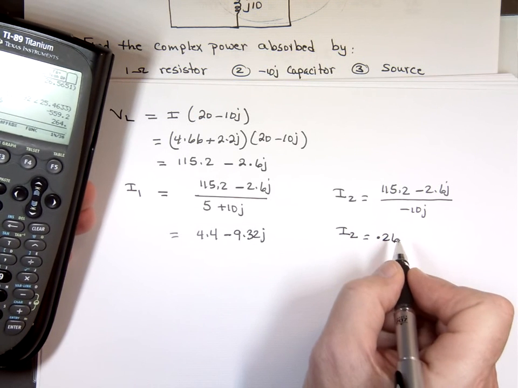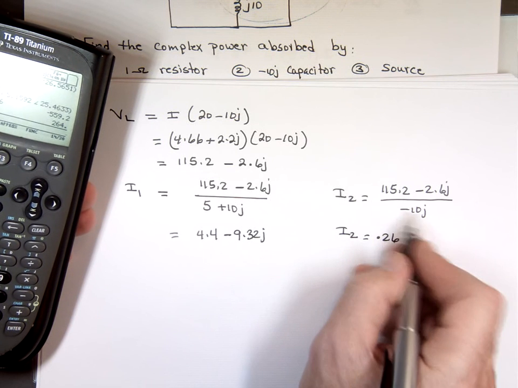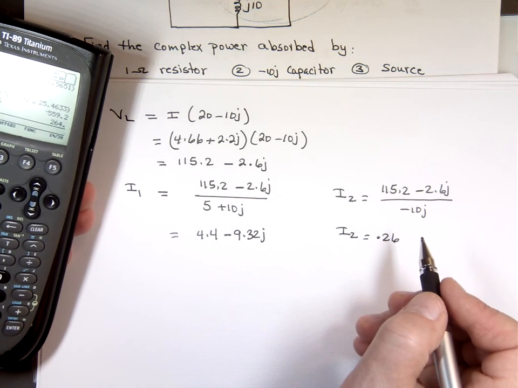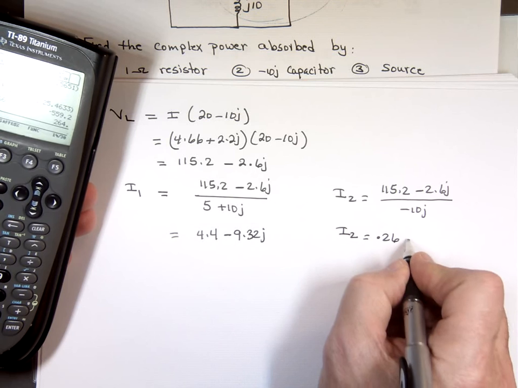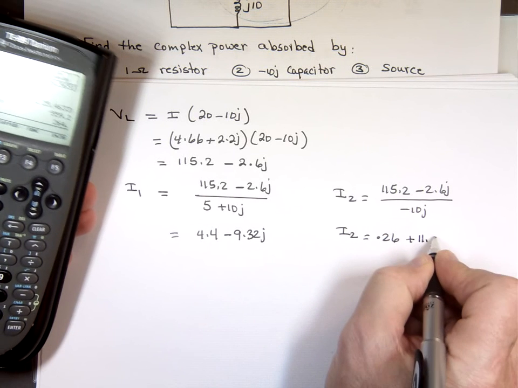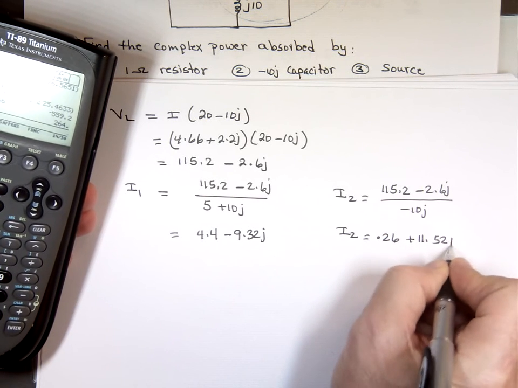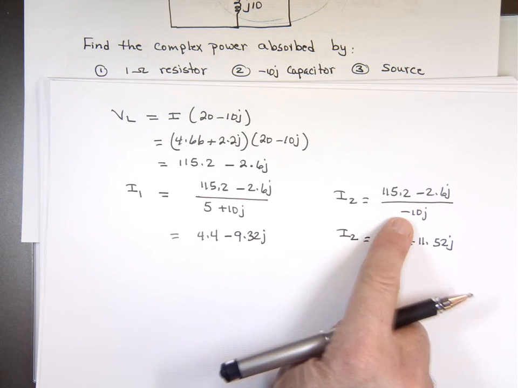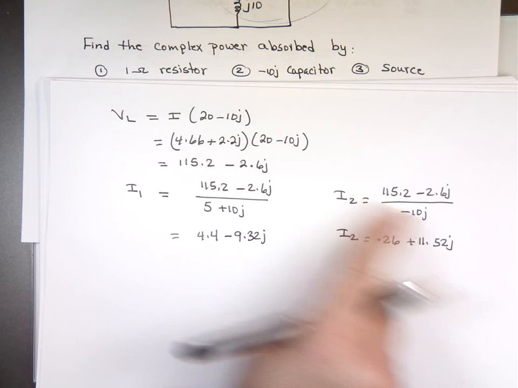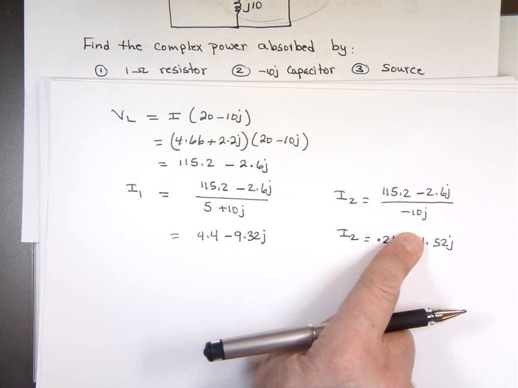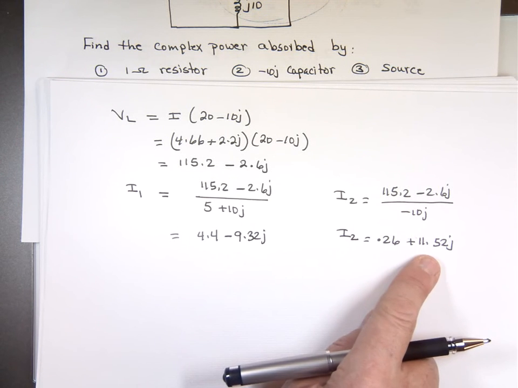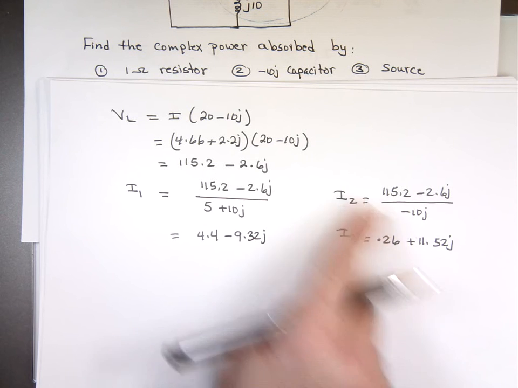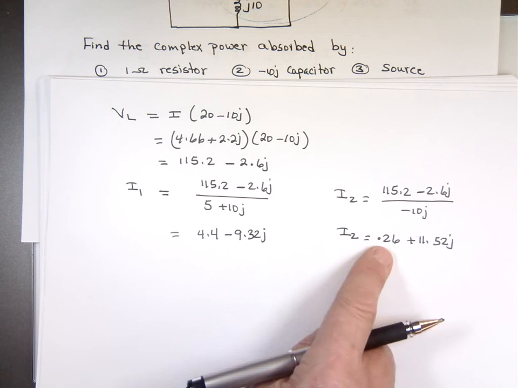No, because that's negative j on the bottom becomes a j on the top. Plus 11.52j. Okay, yeah, that makes sense here, because that negative j in the bottom becomes a j here over 10. So this will be a positive j, and this will be a negative j squared, which is negative 1. That'll make it a plus. So it should be a plus and a plus there, yes.